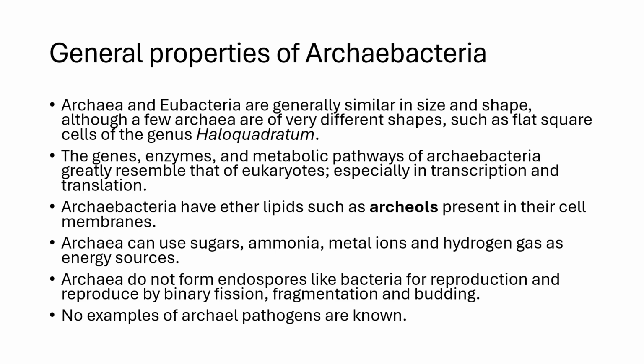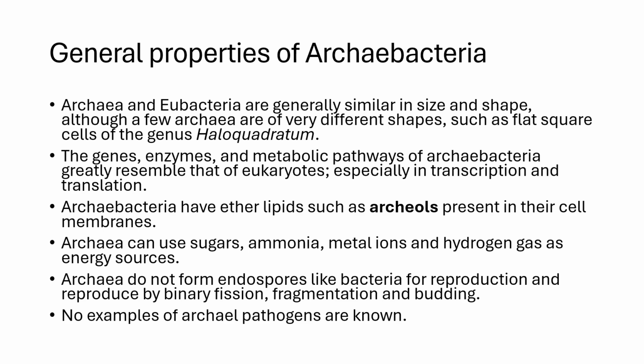some general properties of archaebacteria. So archaebacteria and eubacteria are generally similar in size and shape, although a few archaebacteria are of very different shapes, such as a flat square cell of genus Haloquadratum. So flat square cells are not seen much in eubacteria, but in archaebacteria this genus does have this shape, which is slightly different from the eubacteria that we see.